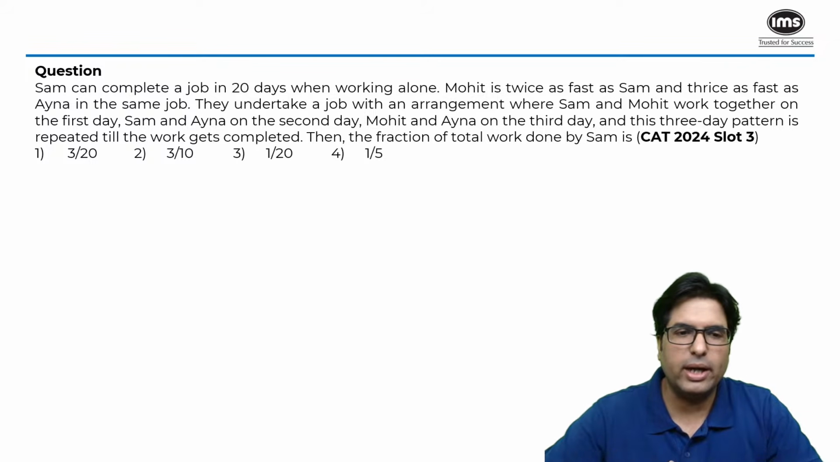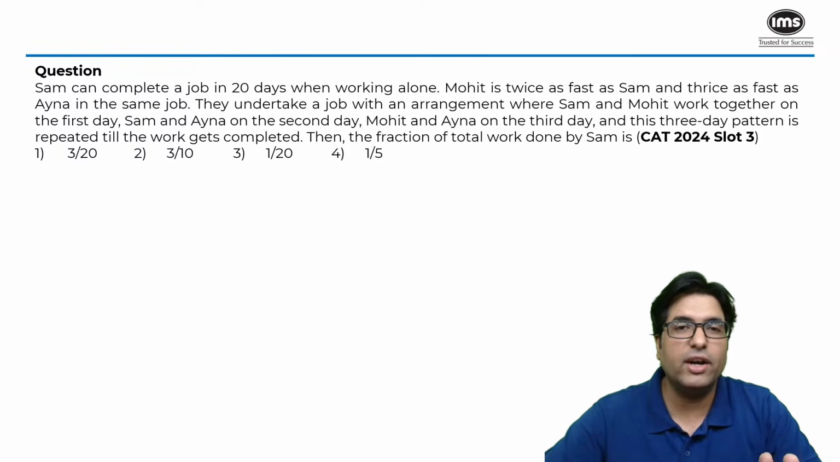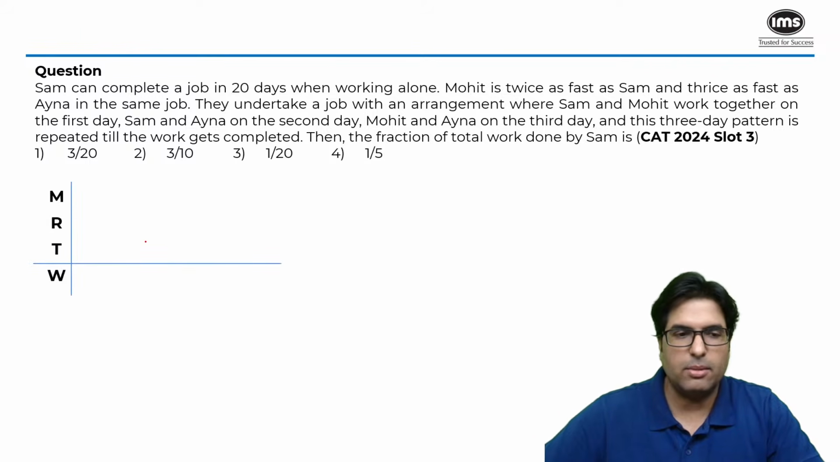Sam can complete a job in 20 days. Mohit is twice as fast as Sam, and thrice as fast as A. They undertake an arrangement where Sam and Mohit work together on the first day, then S and A on the second day, M and A on the third day. This is nothing different than what we typically study in time and work. Very straightforward, very standard. I'll categorize this question as type A. Let's jump to solving it.